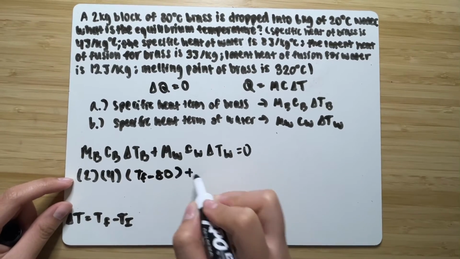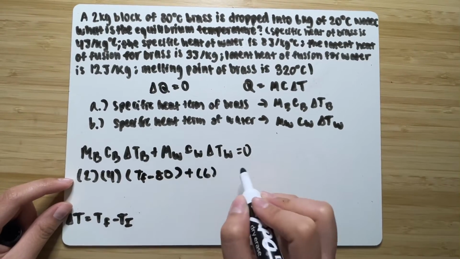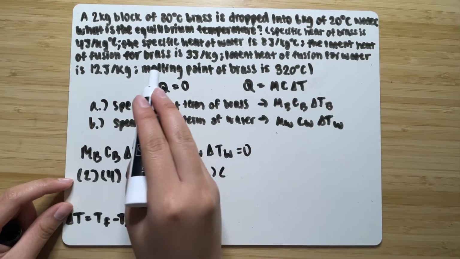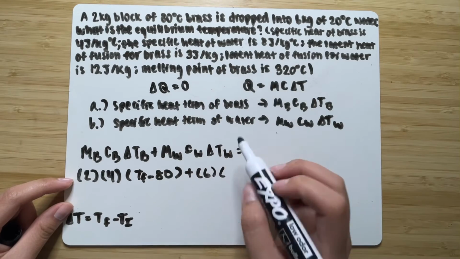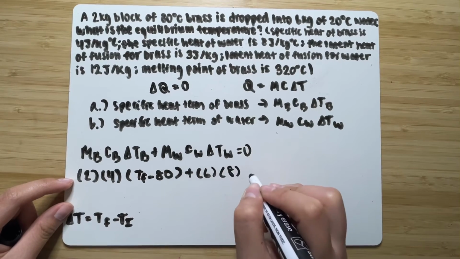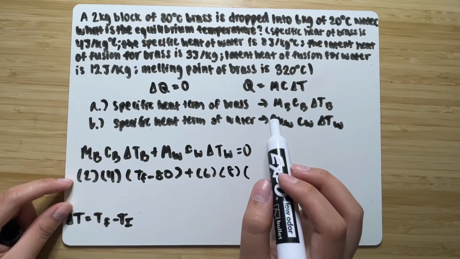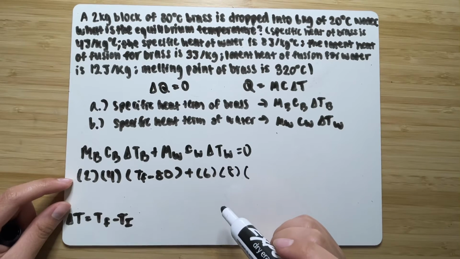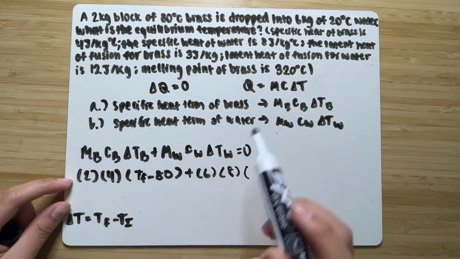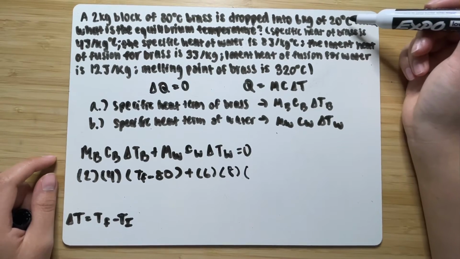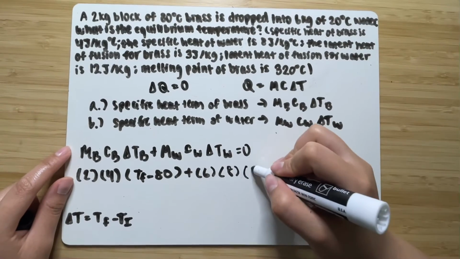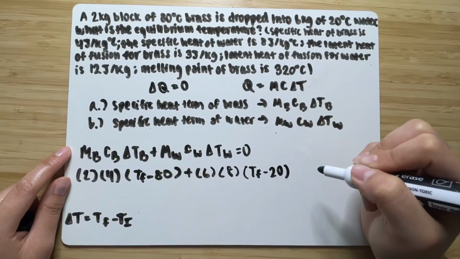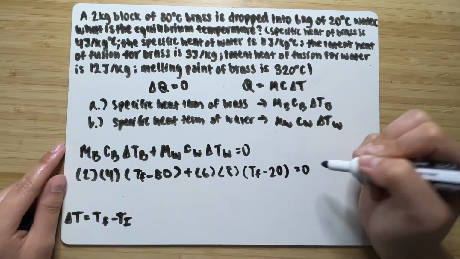Okay, you add it with the mass of the water, which is 6, times the specific heat of water, which is 8, times the temperature change of water. You know that the initial temperature of water is 20 degrees Celsius, but we don't know what the final is, so you do T sub F minus 20, and you set that to 0.